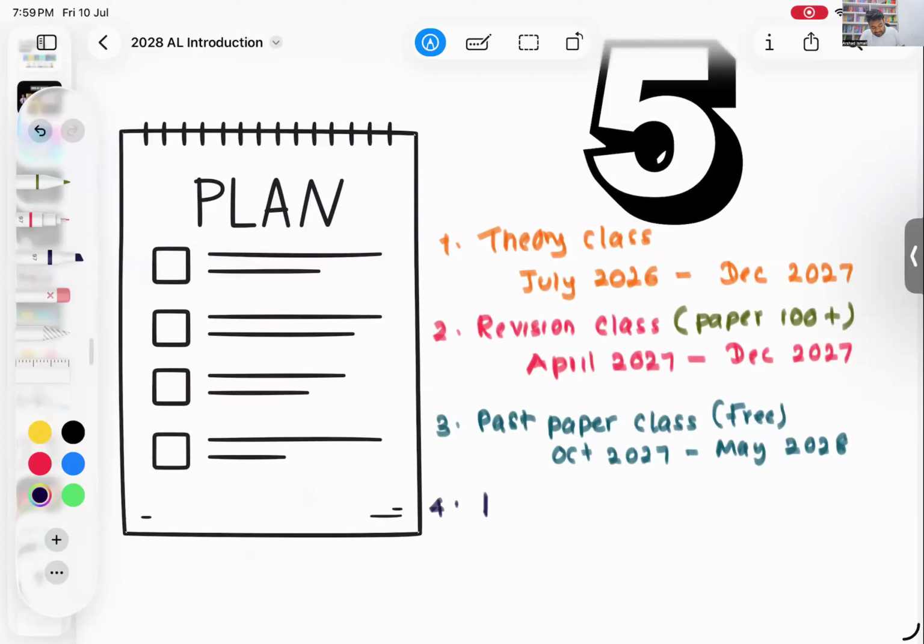After all this is done, we have something called a fast track program. Now, this fast track program, I introduced this in 2020. And so many other teachers have now copied this. Everyone else also has something called a fast track program. Now, my fast track program is different from other teachers' fast track programs. My fast track program starts after I have finished theory and revision.